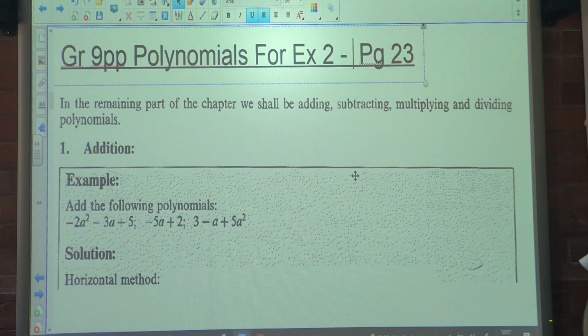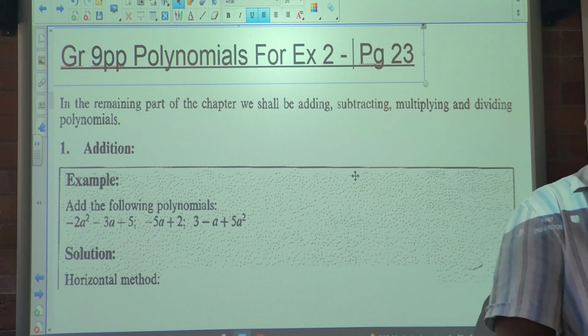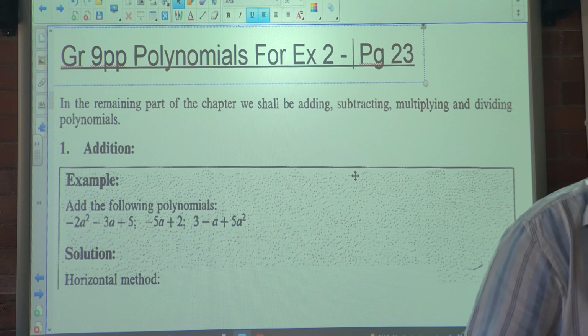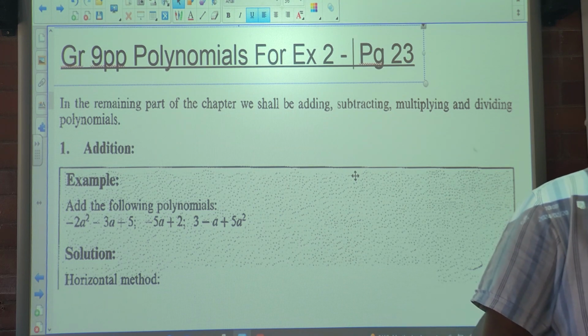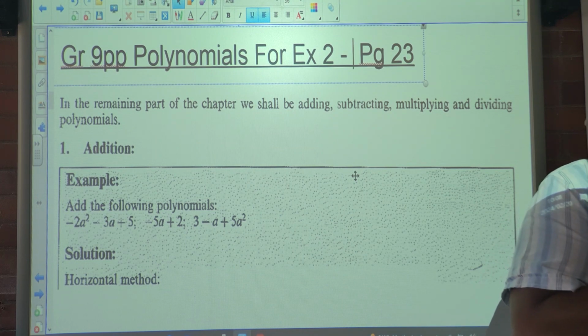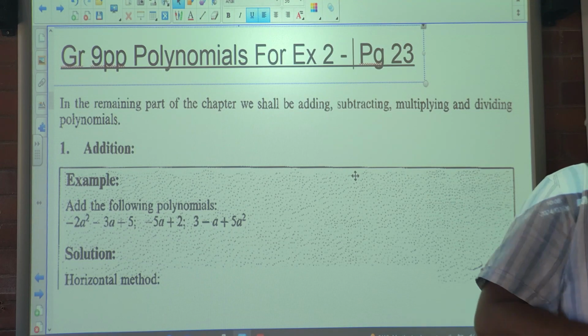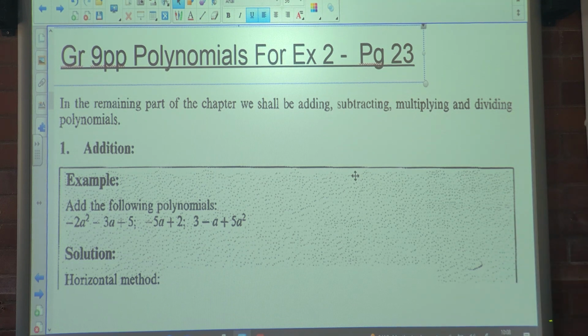Okay, wait. I'm rather going to break it up. I'm going to do exercise 2 and 3 today. Okay? 2, 3 and 4. We'll do today. So it's not too much because I realize now it's a bit too much for you guys. Okay? So we're starting with examples for exercise 2.